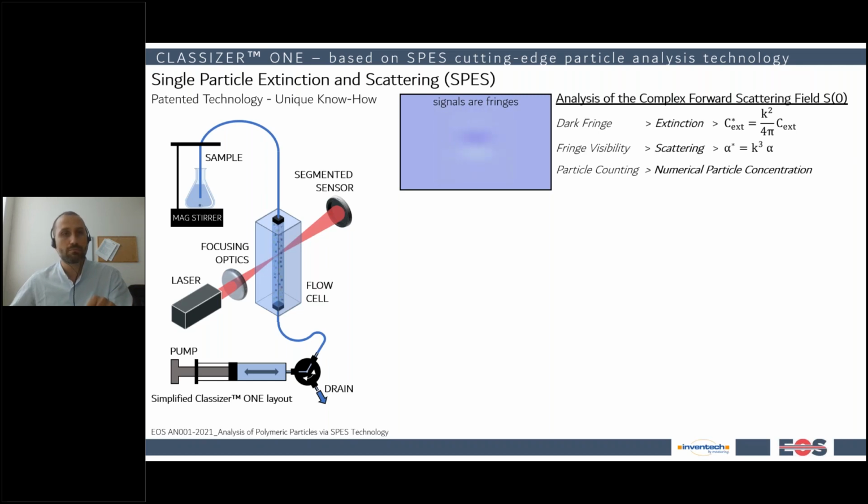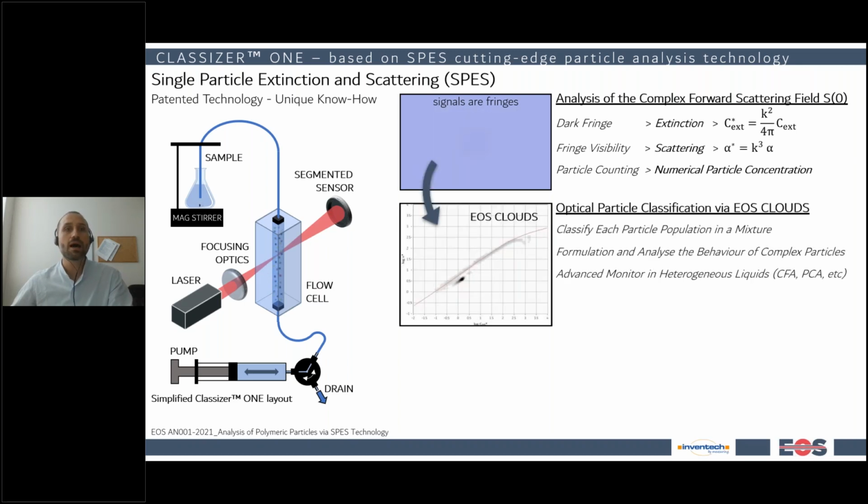Plus, we count them because we count how many signals we observe per second, so how many signals are present per milliliter. So we provide quantitative information about the numerical concentration of the particles. So it is natural to measure a huge number of signals and sum them in a histogram, which we call the Gauss clouds, where particles are located depending on their optical properties. Let's say the extinction cross-section versus the polarizability.